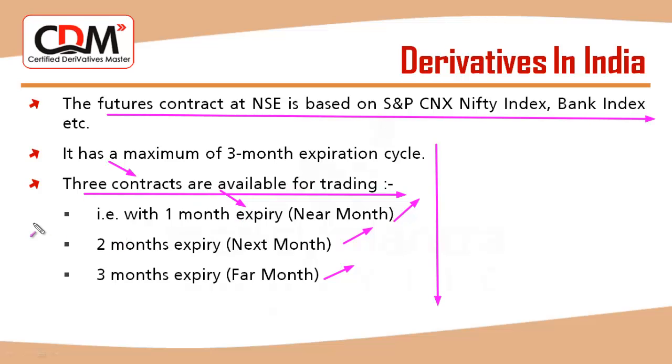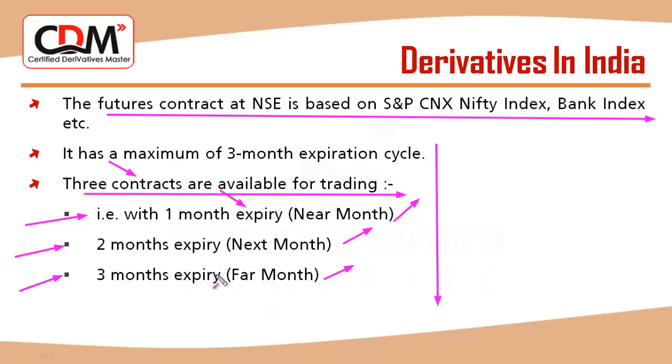Say suppose a trader enters into a 1 month contract, suppose this is the month of January. If he enters into a January contract, then the expiry of that January contract will be on the last working Thursday of the month of January. Now if he enters in the month of January into a 2 months contract, his contract will expire in the month of Feb, on the last working Thursday of Feb. And in the month of January, if a trader enters into a 3 months contract, then his contract will expire in the month of March on the last working Thursday of March. So this is what we call an expiry.